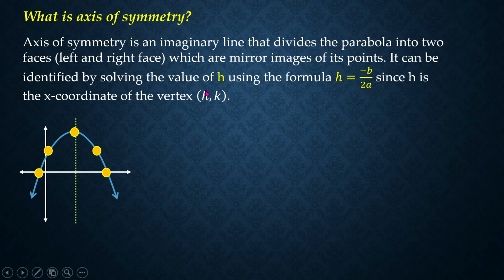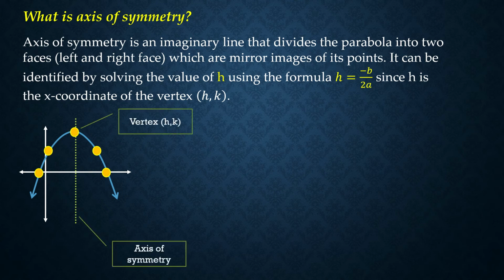So, ang gipasabot sa x ani ang value sa h in the vertex hk. So to solve, by solving the value of h using the formula h is equal to negative b over twice a, kay kabawang ta nga ang h is the x coordinate of the vertex hk. So siya nag-represent sa value sa x. So that one, vertex and axis of symmetry.